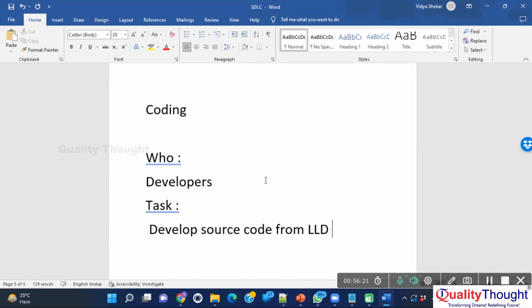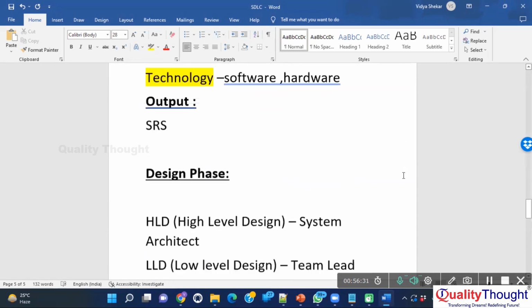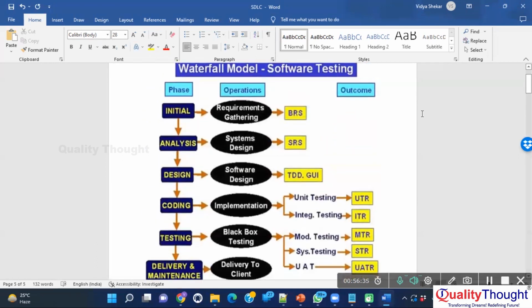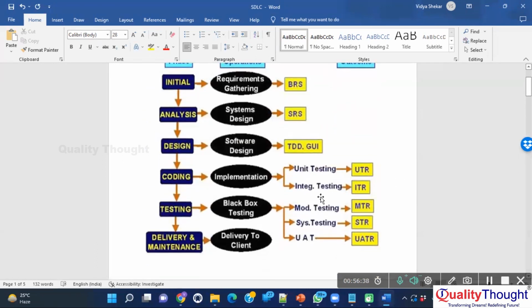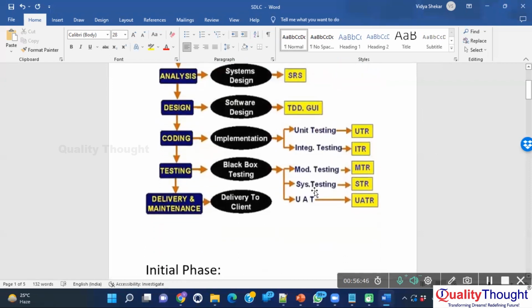Okay. Now comes the main phase, which we have to focus on. Now comes the testing phase. The developer is also going to do unit testing and integration testing. These are different levels of testing we have, right? What are the different levels of testing? Unit testing, integration testing, module testing, system testing, and UAT. If you are part of the manual testing course, you will be learning these things.